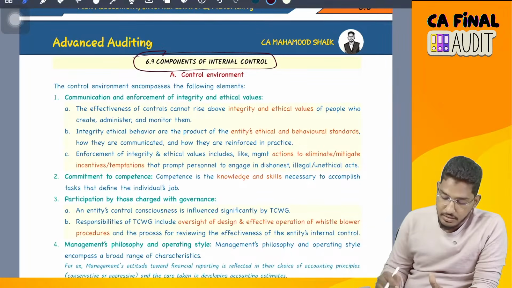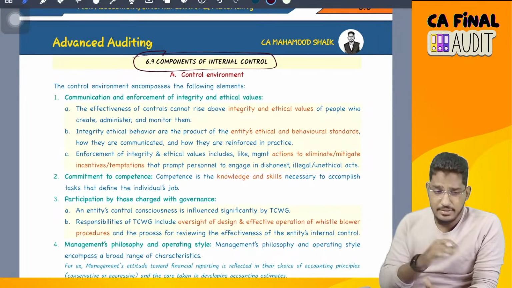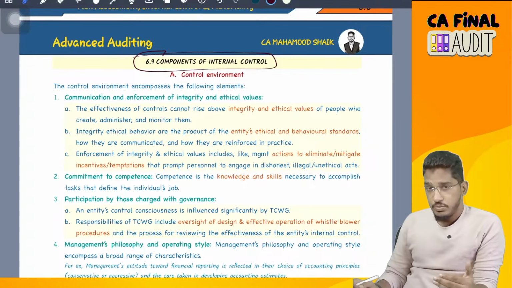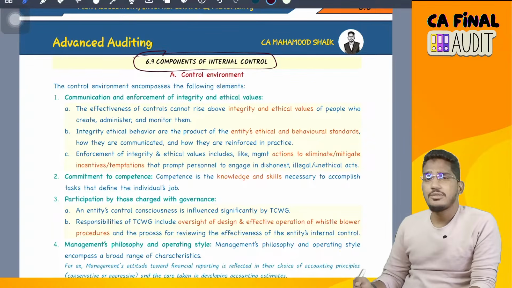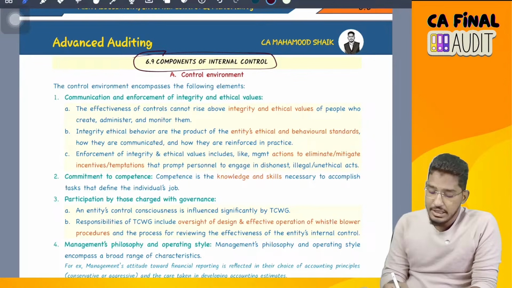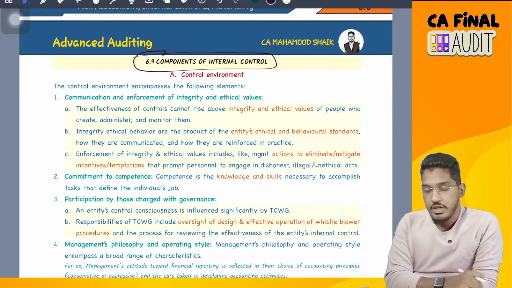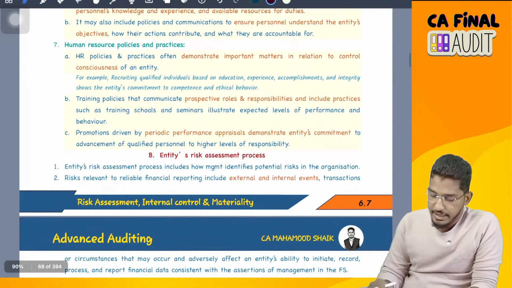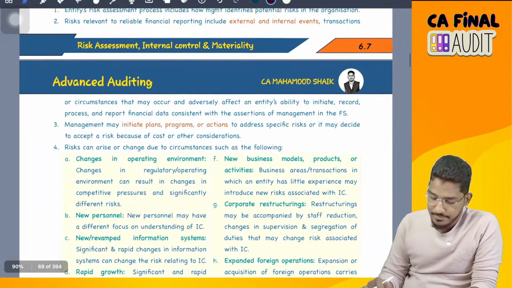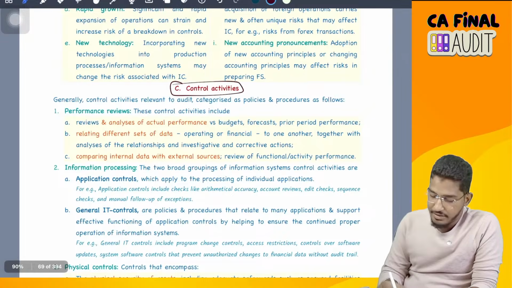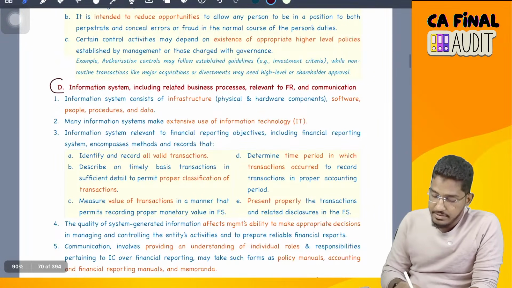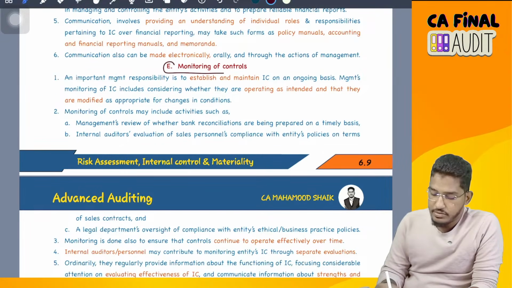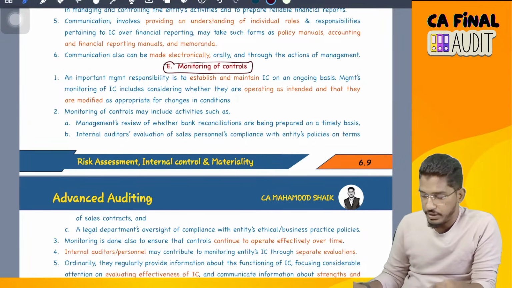The standards say that if any organization wants to implement internal control, or wants to make sure that internal controls in their organization are working effectively, then they need to take care of 5 components. Sir, what are those 5 components of internal control? The first one is control environment. The second one is entity's risk assessment process. The third one is control activities. The fourth one is information system including related business process relevant to financial reporting. And then finally, monitoring.